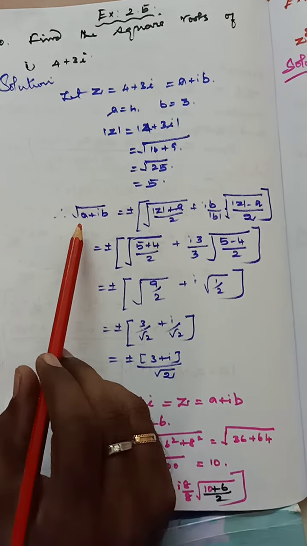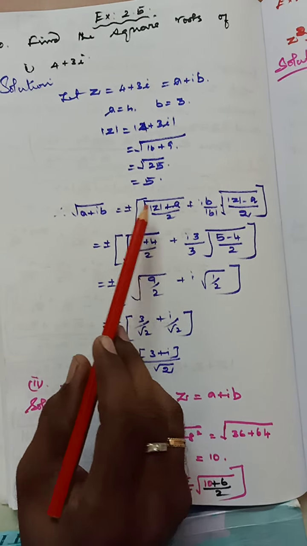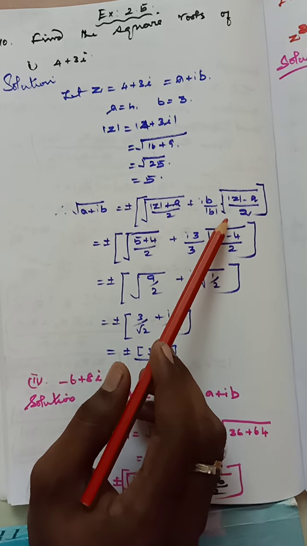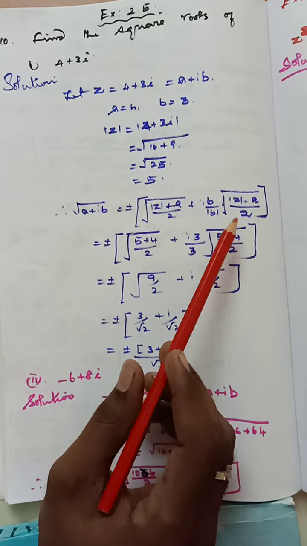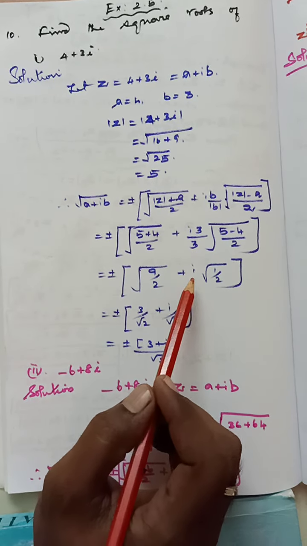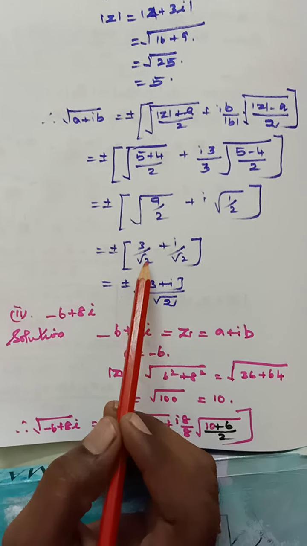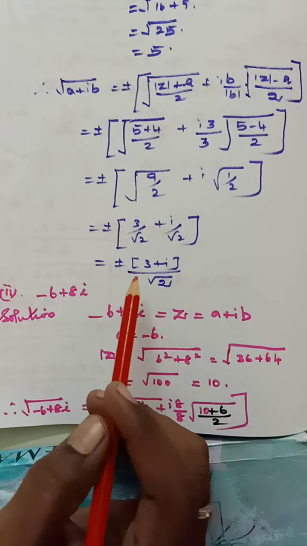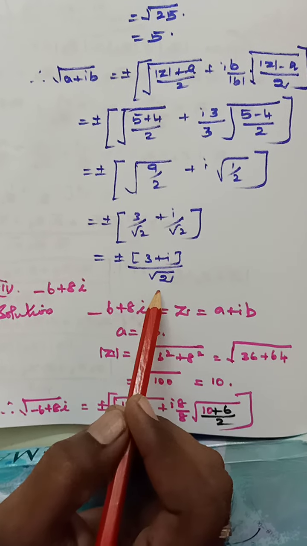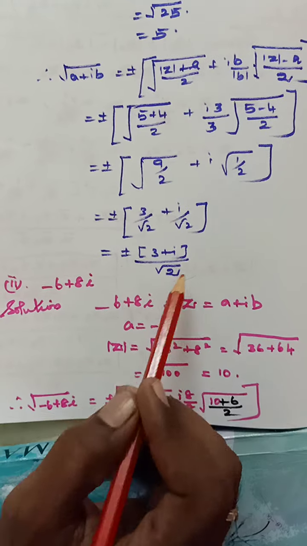We can write the square root of a plus ib as plus or minus, once again, root of (mod z plus a) by 2 plus i b by mod b, root of (mod z minus a) by 2. That becomes plus or minus root of 9 by 2 plus i into root of 1 by 2. So root of 9 by 2 becomes 3 by root 2, plus i by root 2. That we can conclude as plus or minus (3 plus i) by root 2. So this is your answer.